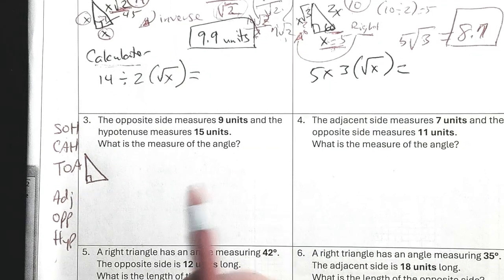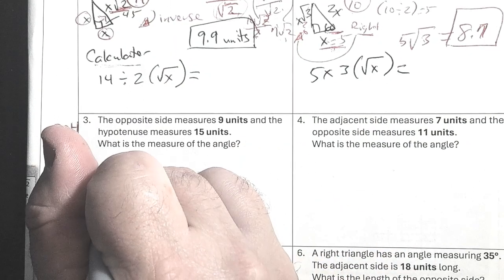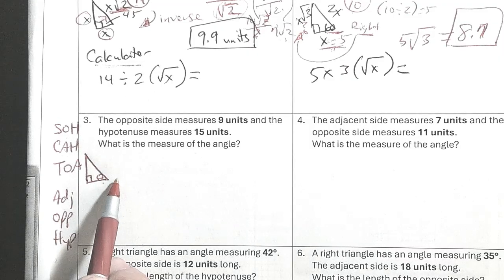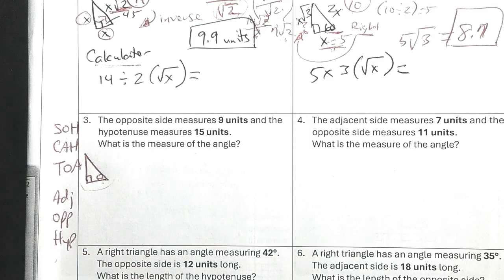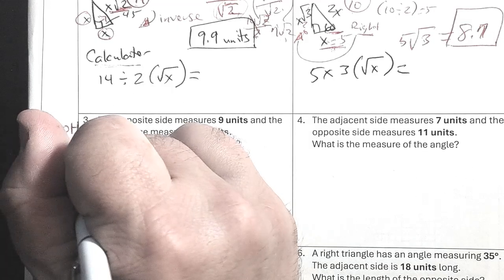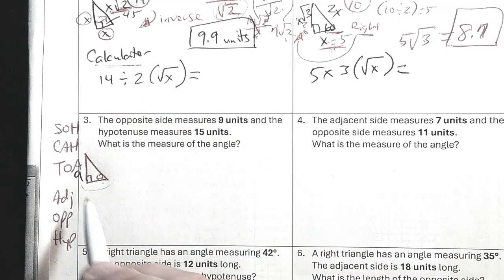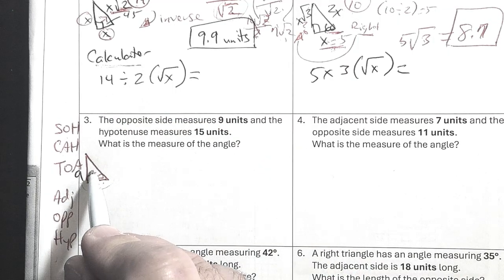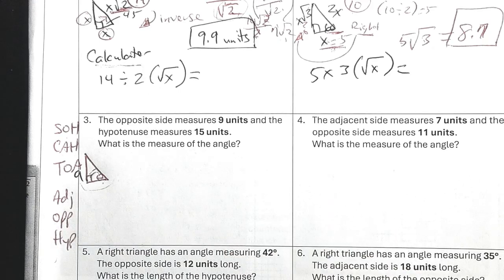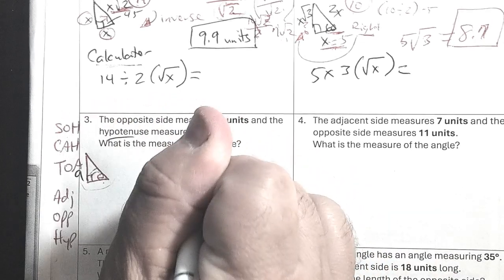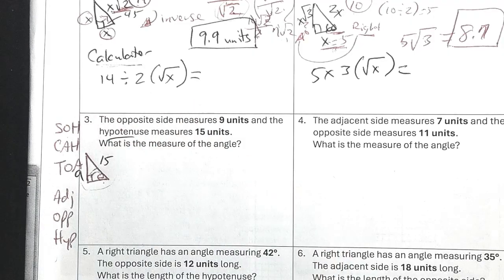So let's just get started. It's number 3. We're going to make theta this side. So this is the right. The opposite of the right is the left. So when it says it's 9 units for the opposite, the 9 is going to be over here. That's the opposite of our angle. And the hypotenuse is always directly across from the 90-degree angle. So the hypotenuse is 15, so we're making this 15.